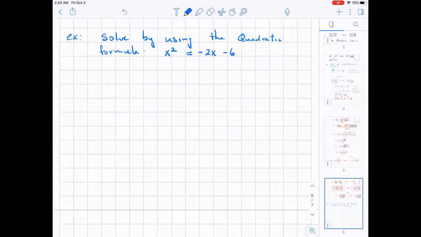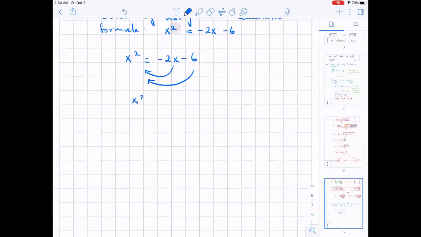Solve by using the quadratic formula. X squared is equal to minus 2x minus 6. So once again, because the highest power is a 2 here, this is quadratic. And if you're solving quadratic, it has to be equal to 0. So if you have x squared is equal to minus 2x minus 6, first we need to bring this to that side and this here to that side. And if we do that, we'll get x squared plus 2x plus 6 is equal to 0. Right? Please remember, you can only tell what a, b, and c is when this is equal to 0.